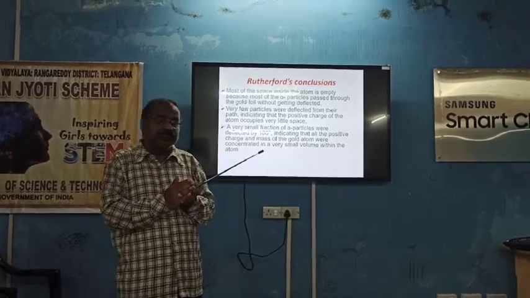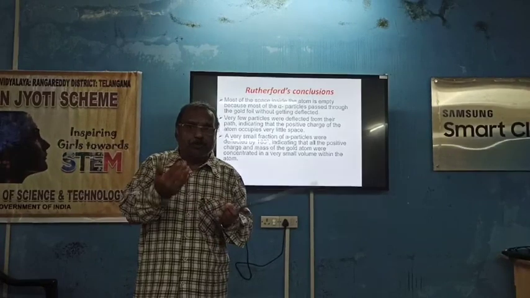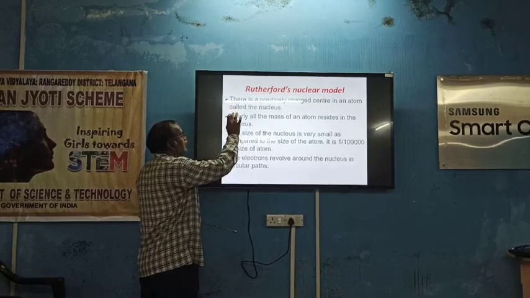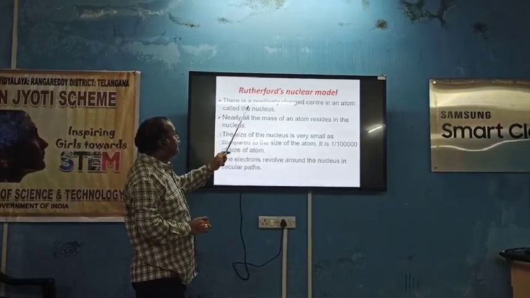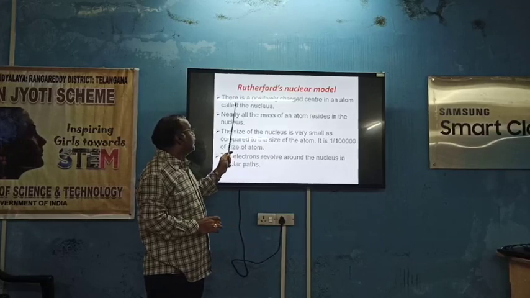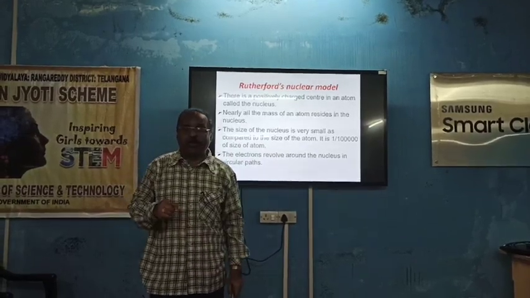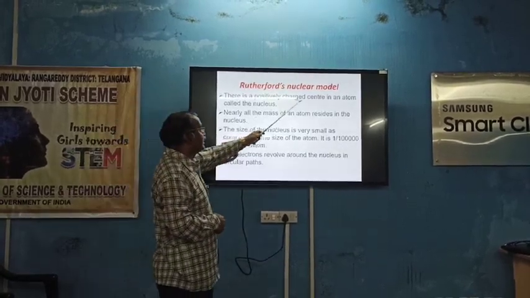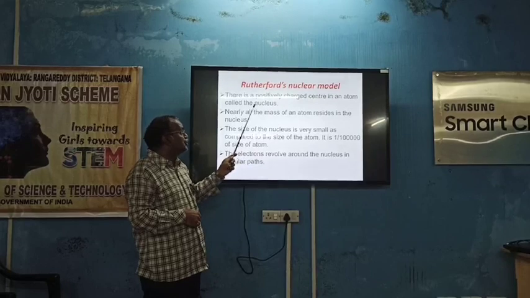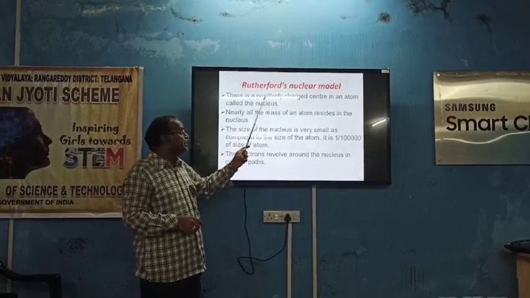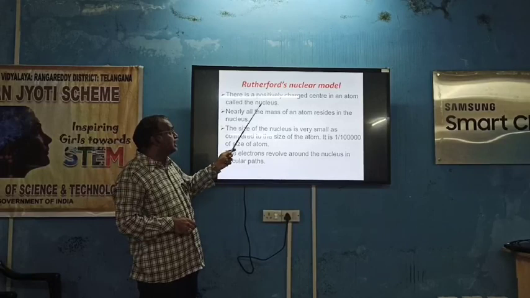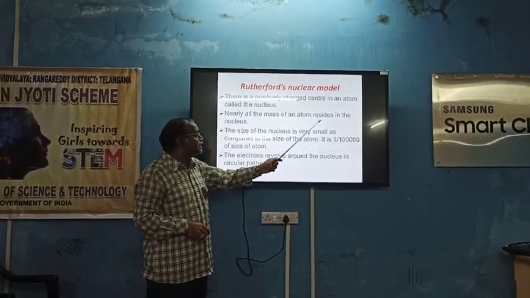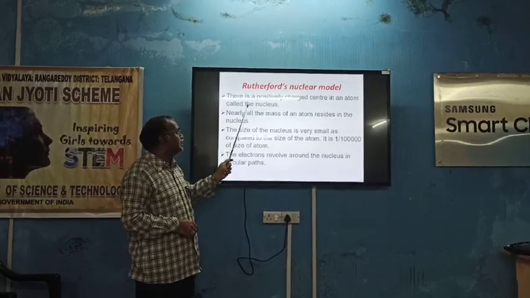Based on his observations and conclusions, what model did he propose? There is a positive charge center in an atom, and it was called the nucleus. The entire positive charge is at the center, and the center was named the nucleus by Rutherford. In the nucleus, the entire positive charge is there, and the mass is there. Nearly all the mass of the atom resides in the nucleus.